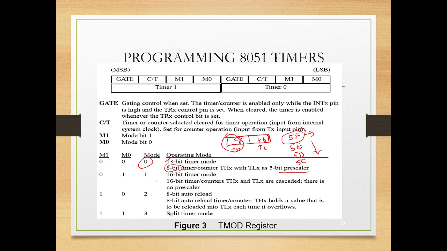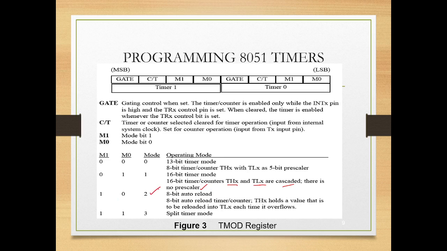On a similar basis, mode 1. In mode 1, the entire 16 bits are taken for counting purpose. And we can use TH and TL in a cascaded manner with no prescaler, because all 16 bits are used for counting purpose.